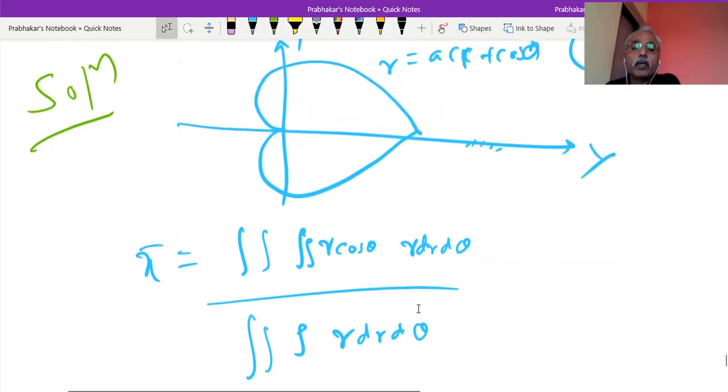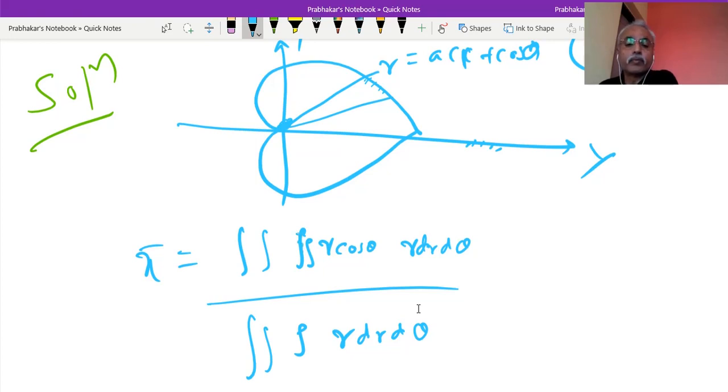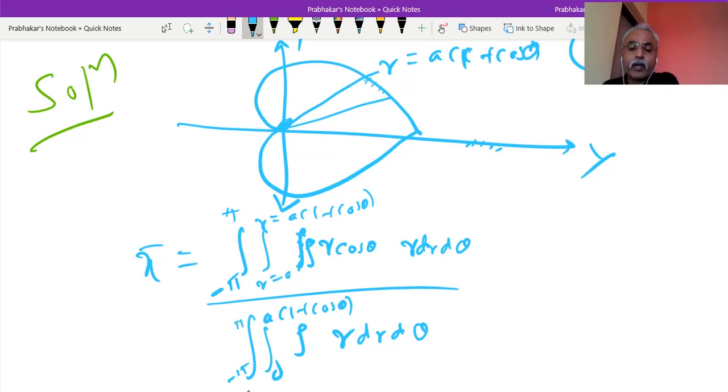In the appropriate area, r is varying from minimum this point to maximum this point. r is varying from r equal to 0 to r equal to the cardioid. And naturally, theta is varying from minus pi to plus pi because the cardioid is here. The same limits will be there here also: 0 to a into 1 plus cos theta, minus pi to plus pi. What remains is to substitute the value of r and integrate.